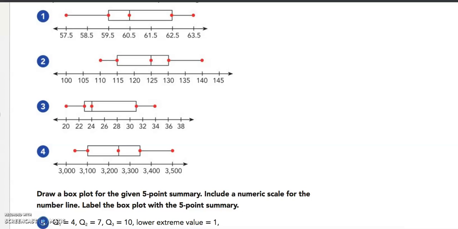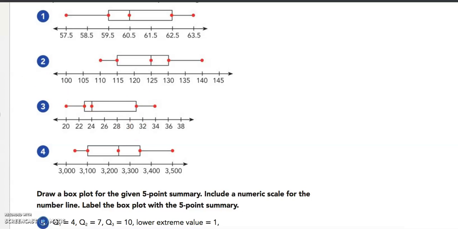Hey, boys, girls, this is the work that you guys did on Wednesday. It's page 210, numbers 2, 4, 6, and 8 in your textbook. So for number 2 and 4, the only thing we had to do was list the 5-point summary. So we had to say what the quartiles are and what the extremes were.